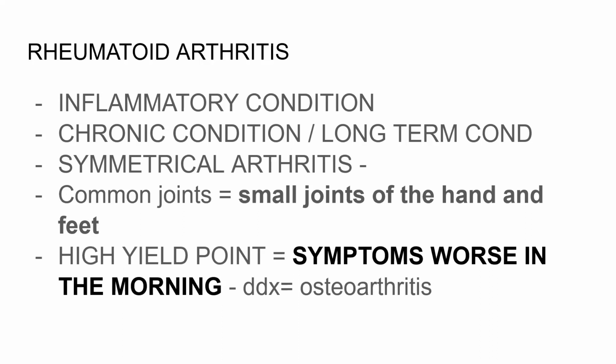Why it's a high yield point for medical exams is that it helps us to differentiate rheumatoid arthritis from another type of arthritis, which also affects the joints, called osteoarthritis, because the opposite happens in osteoarthritis. In osteoarthritis, the pain and the stiffness actually is worse by the end of the day. So you have to remember that because it really helps to differentiate between these two kinds of arthritis. It is a very high yield point that you have to remember.